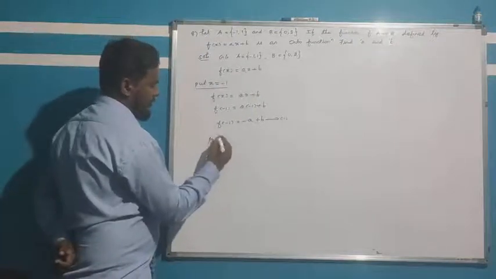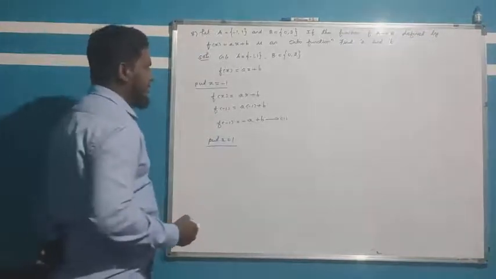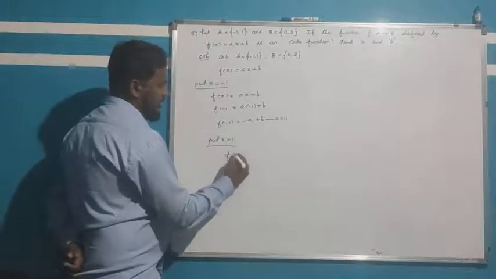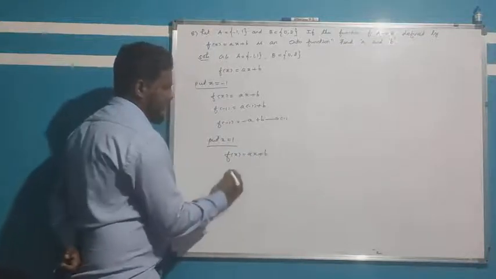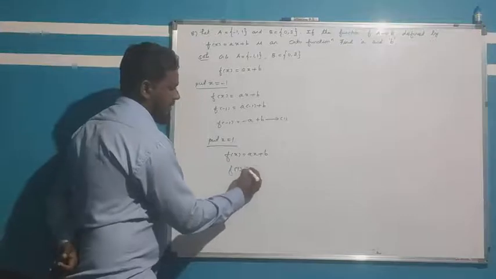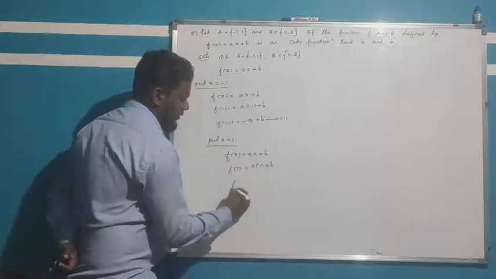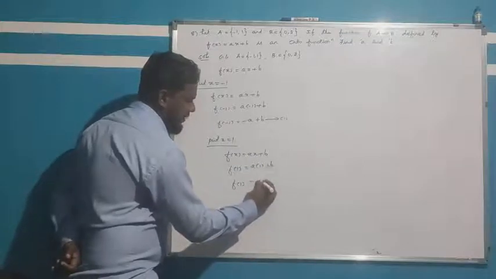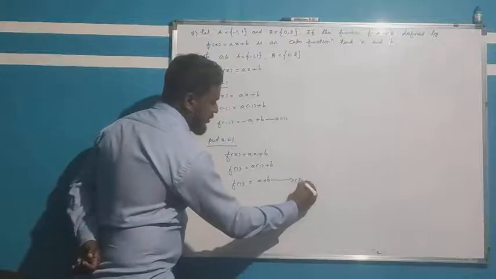Next, put x = 1. f(x) = ax + b, so f(1) = a into 1 plus b, so f(1) = a + b. This is equation number 2.